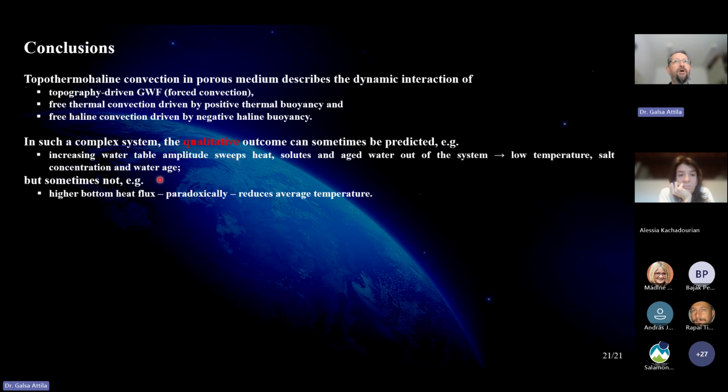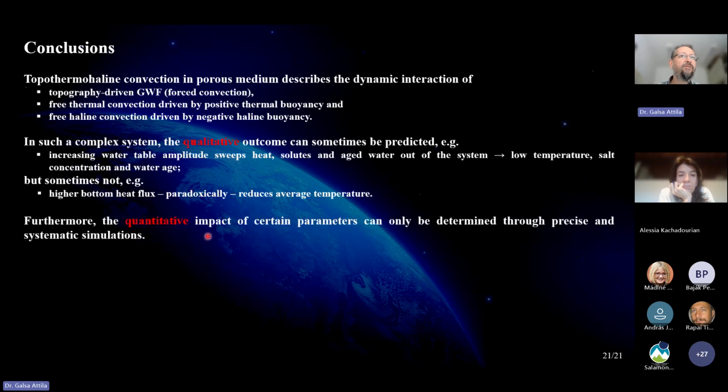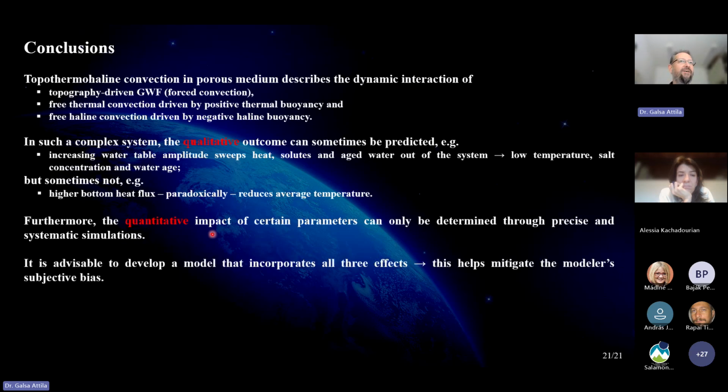But sometimes the solution cannot be predicted even qualitatively. For example, higher bottom heat flux paradoxically reduces the average temperature, as we saw in the graphs. In addition, the quantitative impact of certain parameters can only be determined through precise and systematic simulations. And finally, my last advice: it is advisable to develop a model that incorporates all three effects, which helps mitigate the subjective bias of numerical modelers like me.